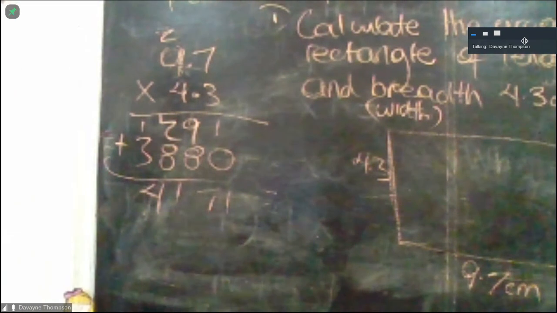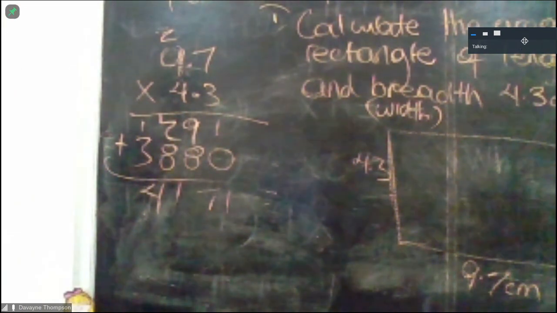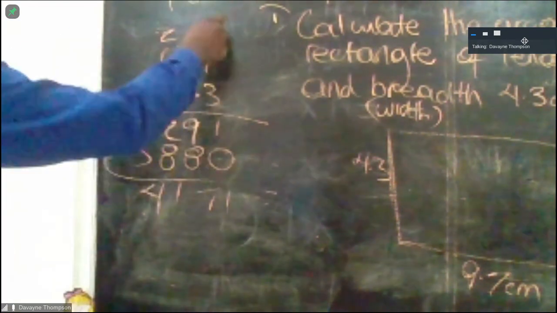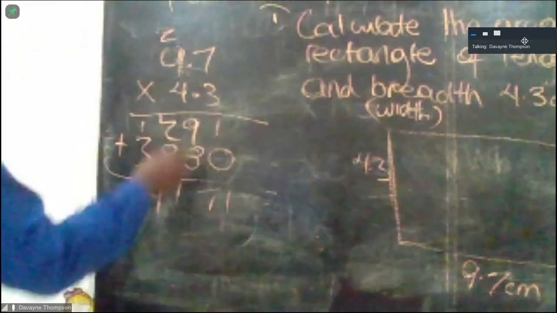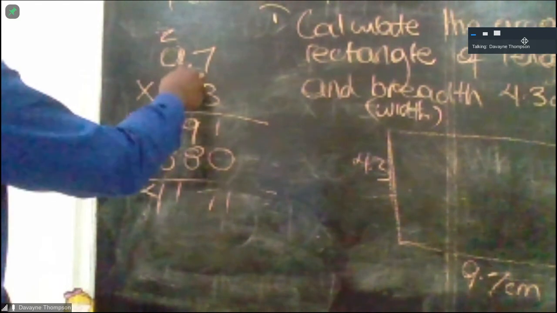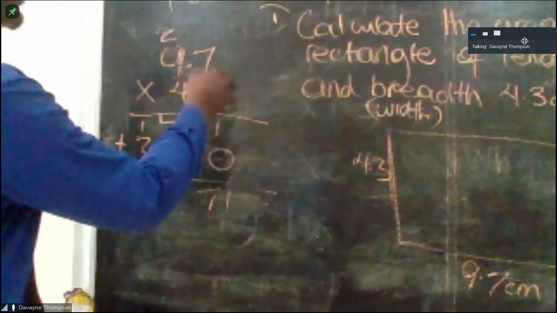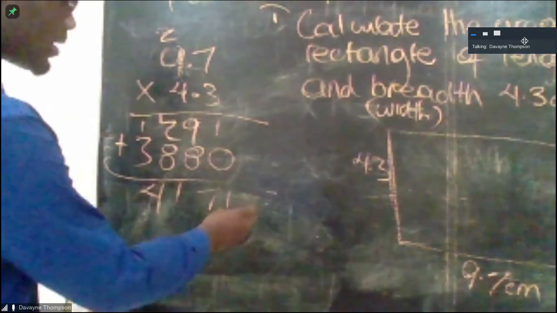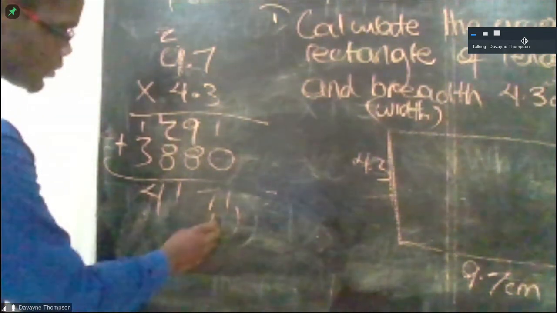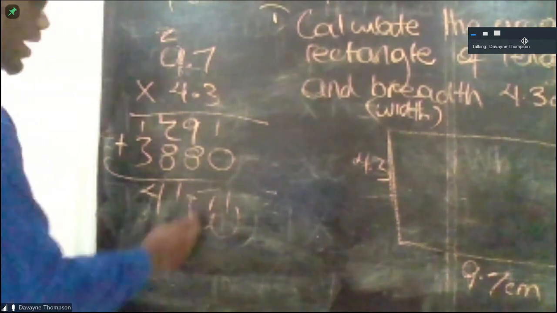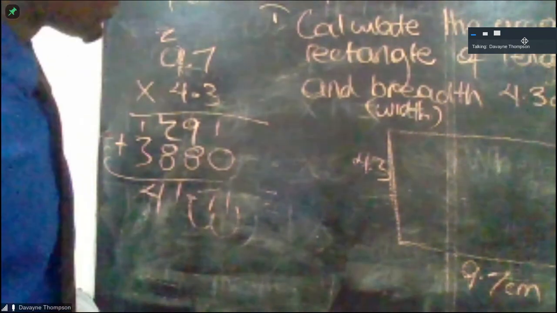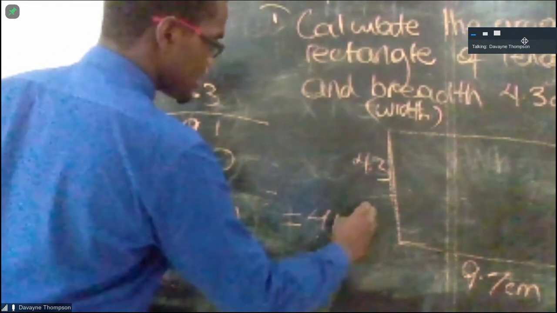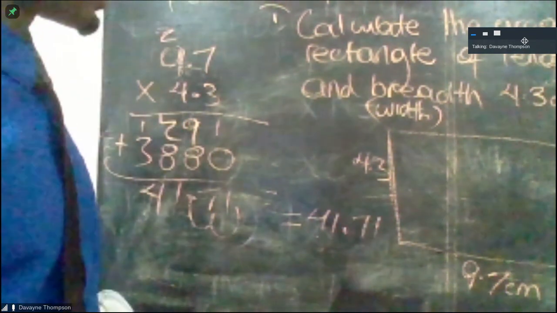4,171? No, sir, you have to put the decimal. What we're going to do is count how many decimal places we see after each number. For 9.7, there's 1 decimal place. For 4.3, there's 1 decimal place. So that's 2 decimal places. We're going to start from here: 1, 2. Therefore, what is our answer? 41.71. You sure? I think you're missing something.